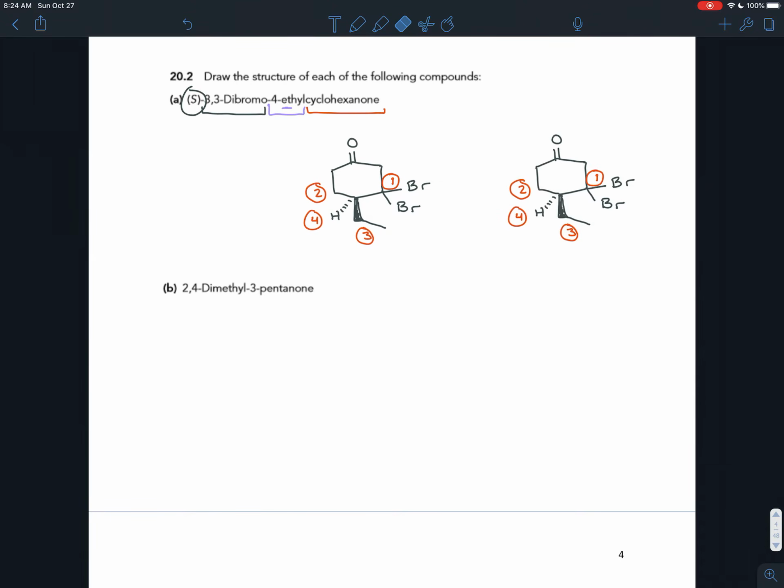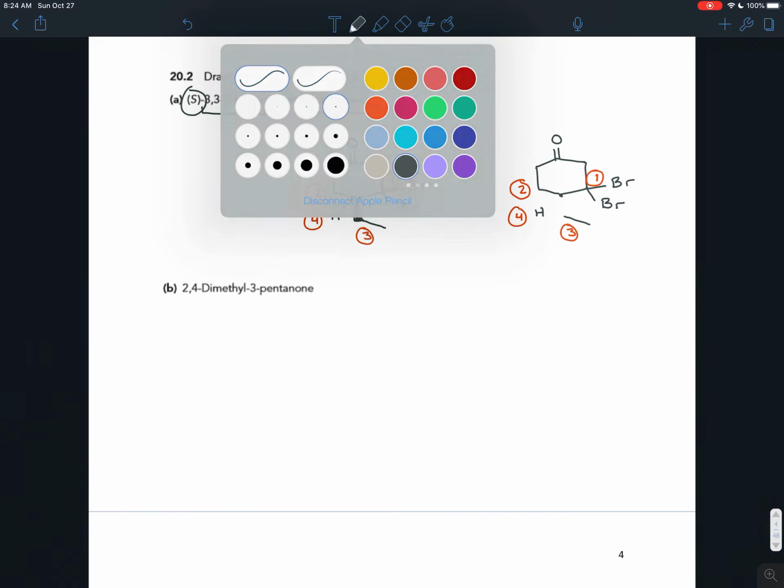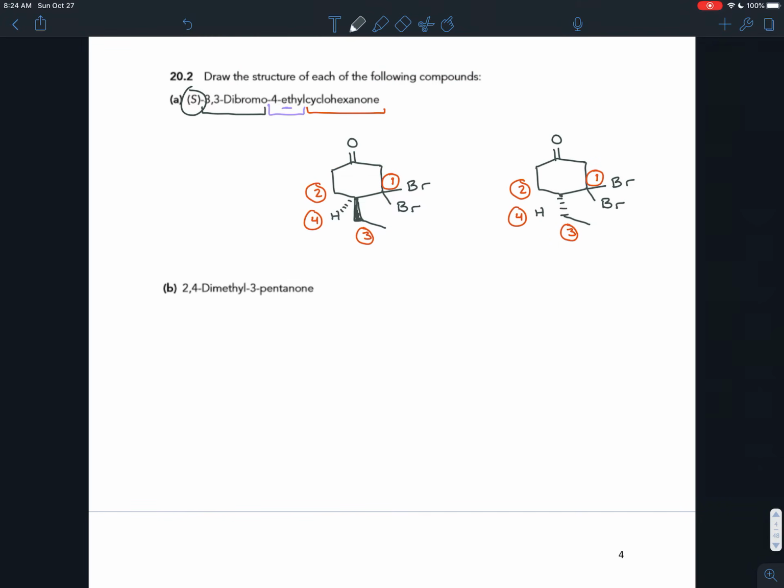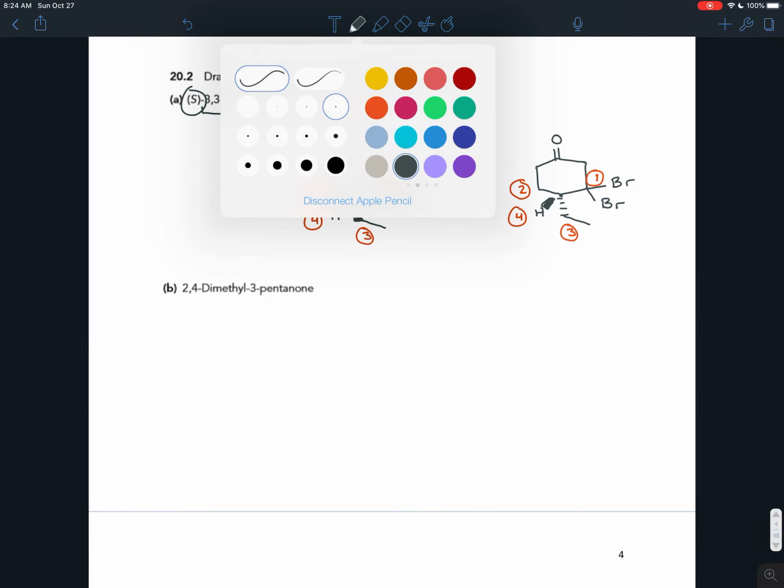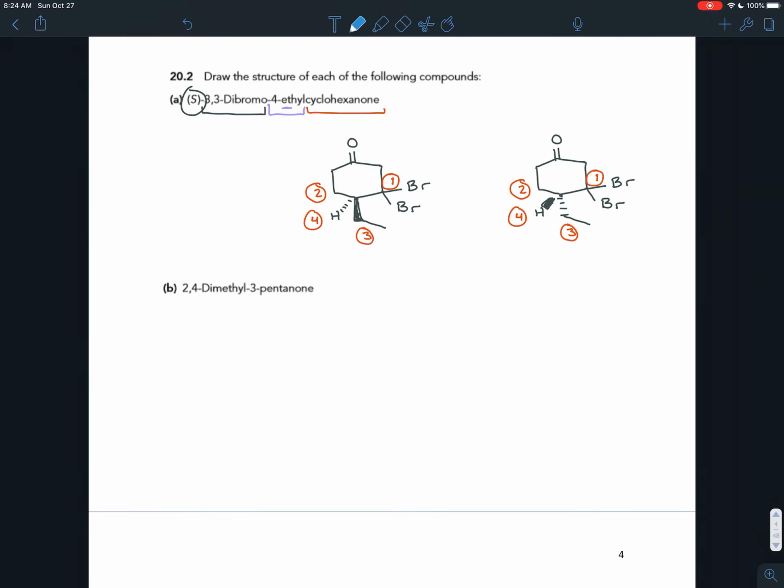Now that was by pure chance that we got that right the first time. What if I had chosen the wrong thing? What if I had said, well, let's try with this ethyl group going away and the hydrogen coming out at us? We would have checked to see if the 4th priority was going away. In this case, it's not. It's coming towards us. Okay, so we keep that in the back of our minds.